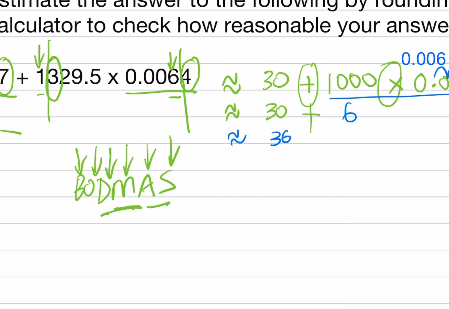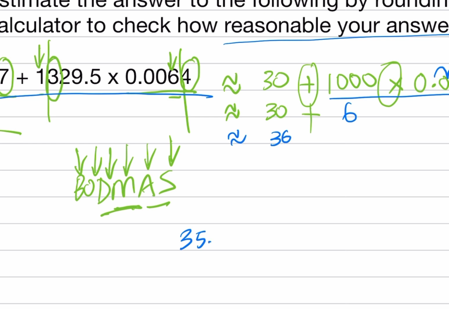Now you can use the calculator to check how reasonable the answer is. When I put these numbers in the calculator, it gives me 35.5 rounded to 1 decimal place. So it is pretty close.